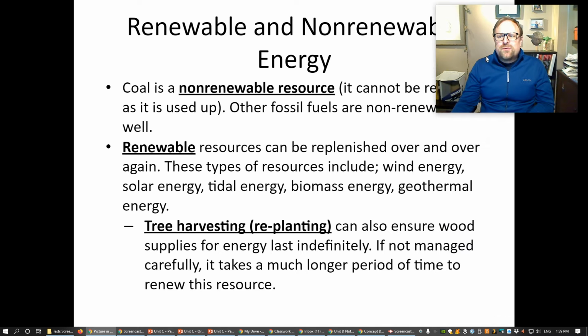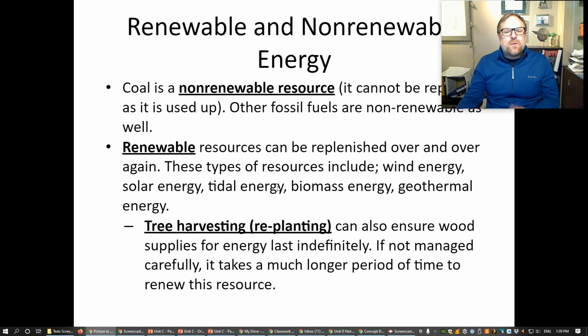We do have several renewable resources that we've talked about. These can be replenished over and over again within a relatively quick time. So things like wind energy, right? Wind is there all the time, maybe not every single day, but in some parts of the world, it's very windy most of the time. Solar energy is there every single day. The tides come in and out daily.